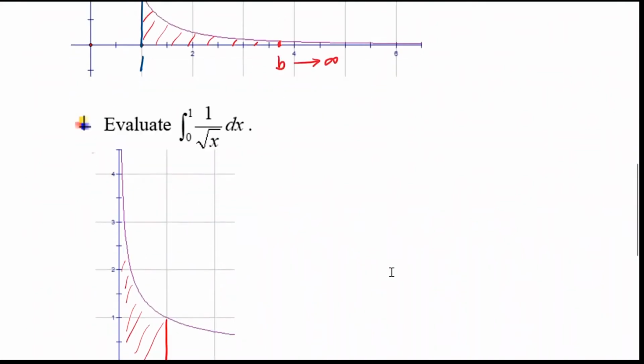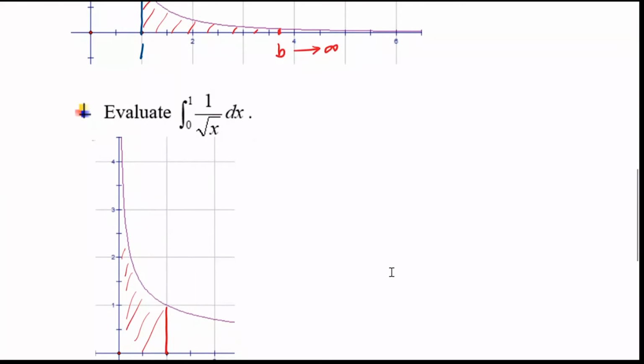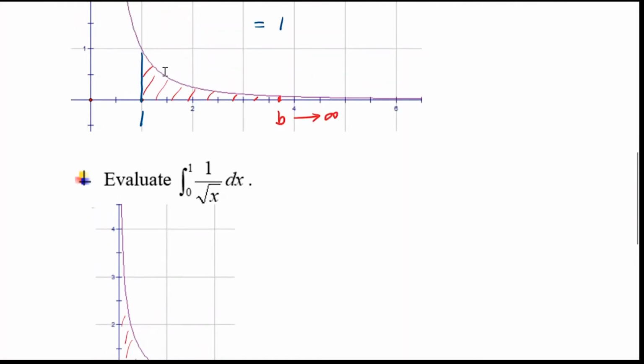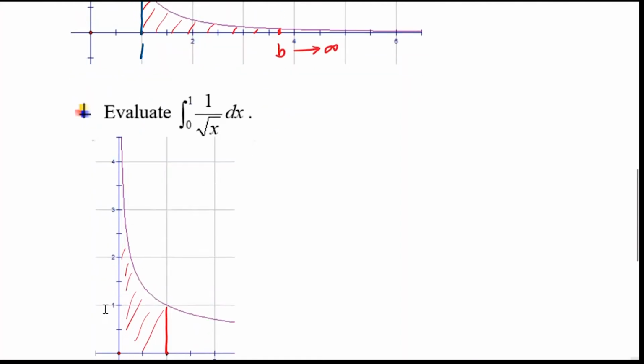Okay. Somebody said 2, right? 2 is correct. Why is 2 correct? If you think about it, this area right here looks exactly the same as that area right there, doesn't it? And the area of this square is literally 1. You know what I'm saying?